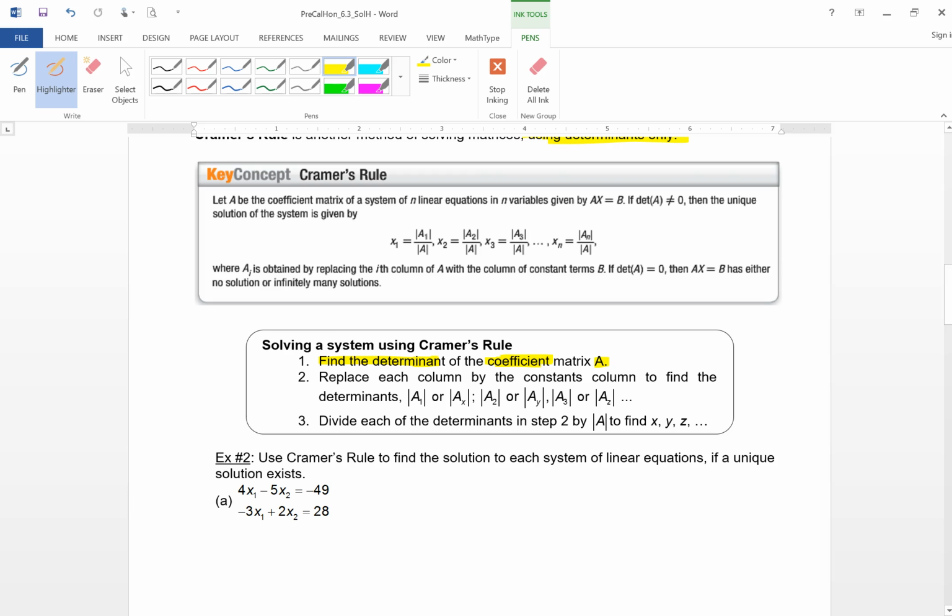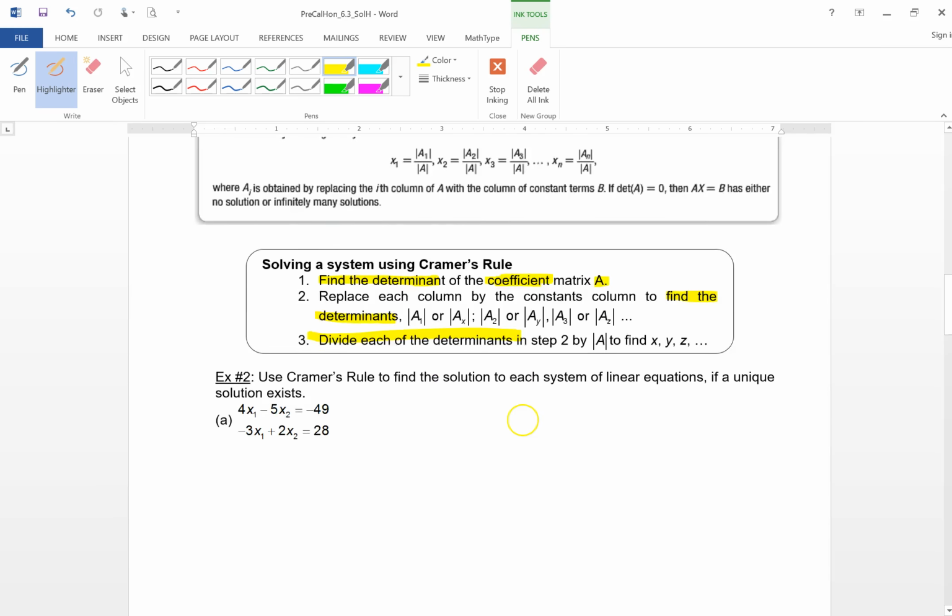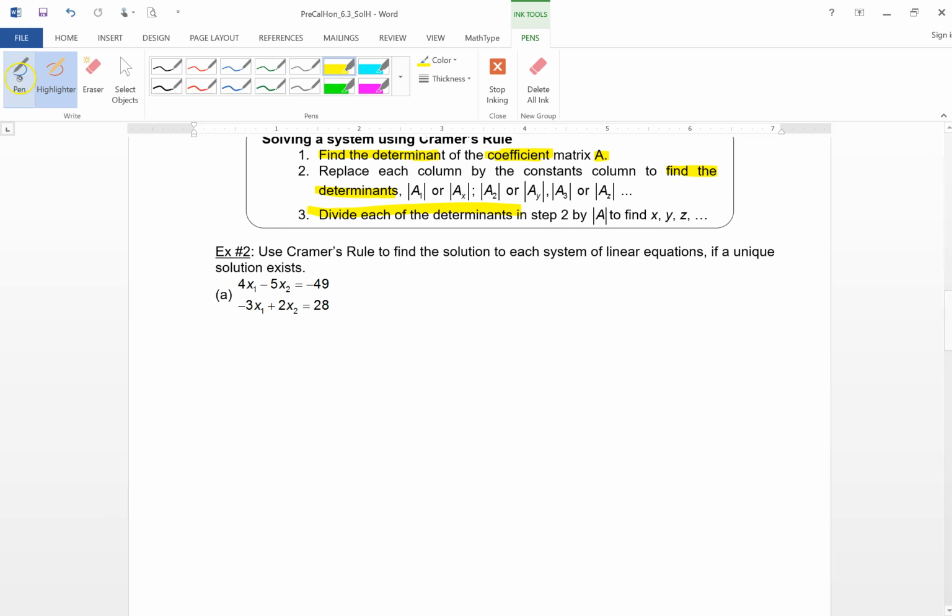Then you have to generate different matrices for your X, for your Y, for your Z. All right? And I'll show you how to do that. You find all of the determinants, and then you divide the determinants. It's really very, very simple. In this case, instead of X and Y, they tell you X1 and X2.